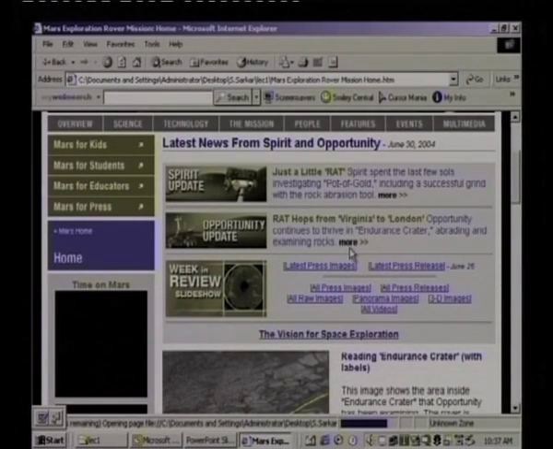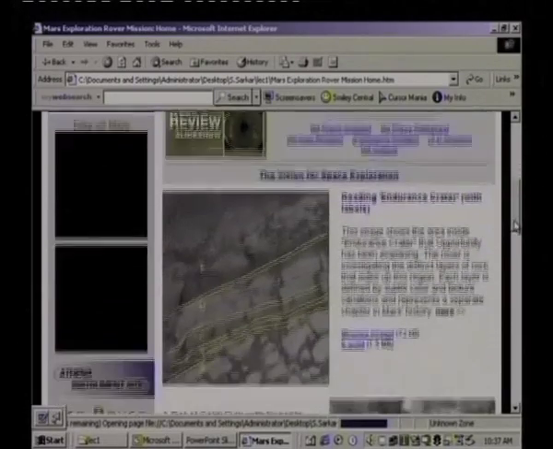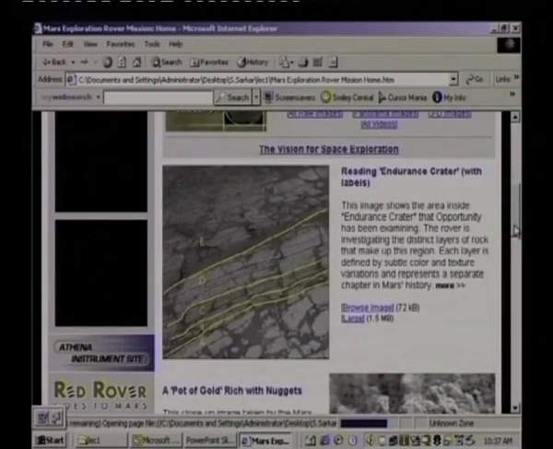These are two different locations defined on the Mars surface, and Opportunity is currently in a crater called Endurance crater, and it is abrading and examining rocks. This image shows the area inside Endurance crater that Opportunity has been examining. The rover is investigating the distinct layers of rock that make up this region.